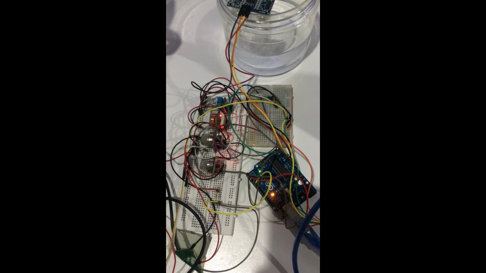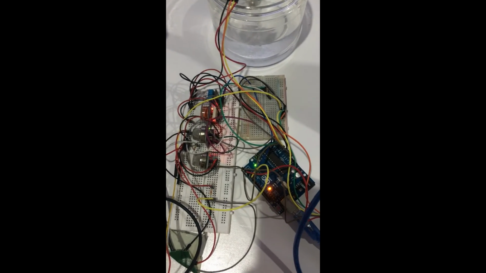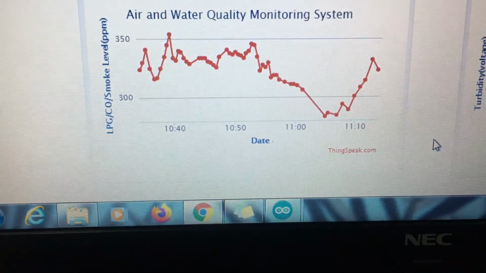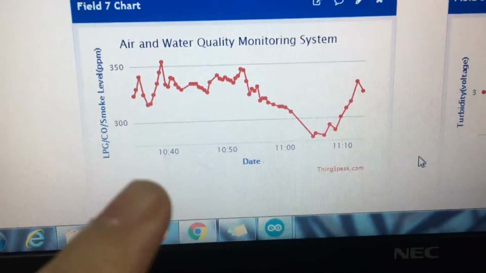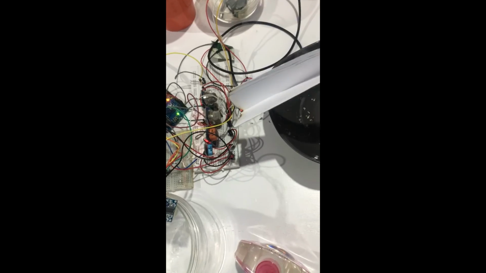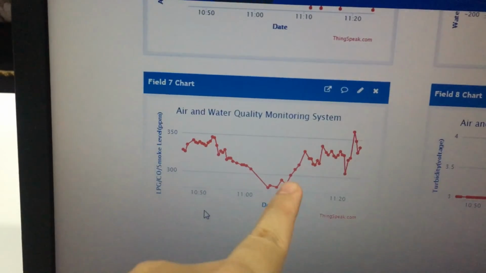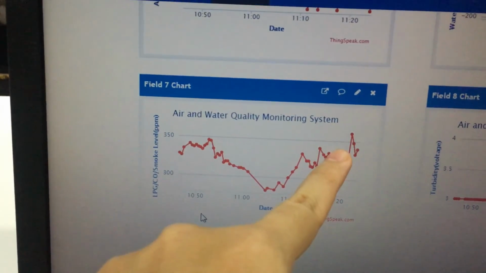To detect smoke, we use MQ135. This is the normal graph. This is the smoke. Let's see what happened. The graph increased above 350.